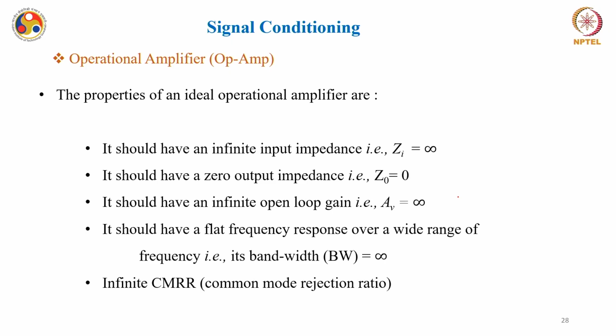Okay. So again, if I recall the properties of an ideal operational amplifier, it has an infinite input impedance, or Zi is infinite. It should have a 0 output impedance, Z0 should be ideally 0. It should have an infinite open loop gain, or AV should be infinite. It should have a flat frequency response over a wide range of frequency, meaning its bandwidth should be infinite, and it should have an infinite CMRR, which is the common mode rejection ratio. We'll learn about CMRR sometime after we finish this basic discussion on op amp.